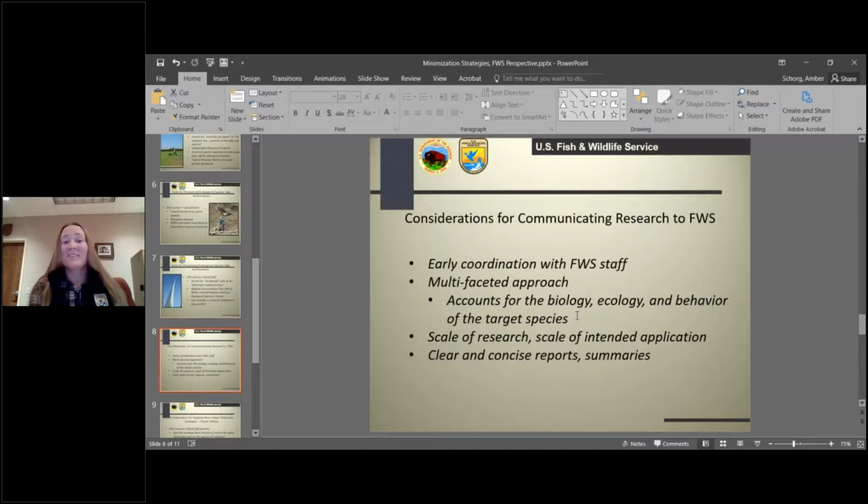And then, of course, clear and concise reports are very much appreciated. I have a fair bit of wind, as I mentioned before, so there's often a lot on biologists' plates. So having good summaries is great, but also the information so that I can go back and read it in detail if needed is always appreciated.